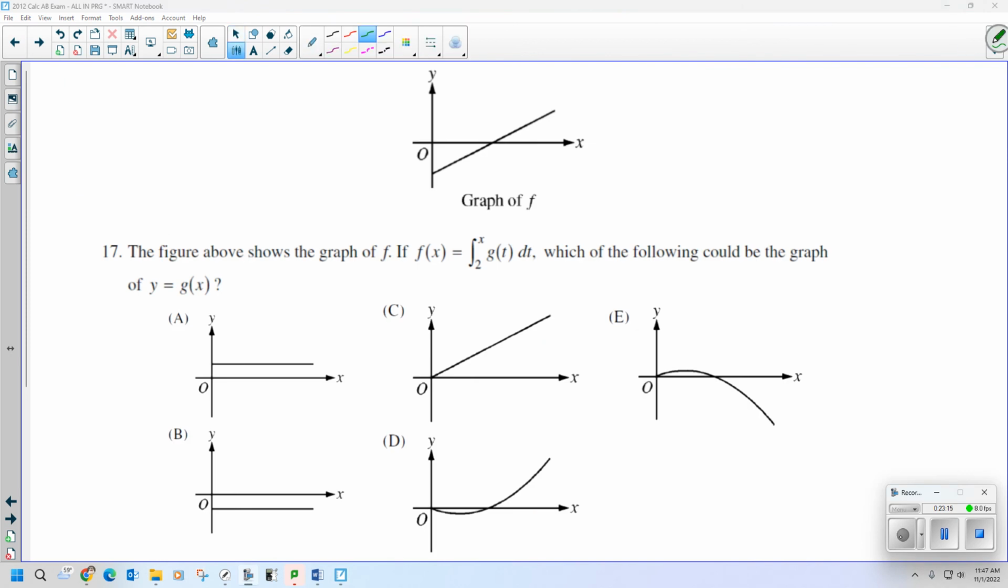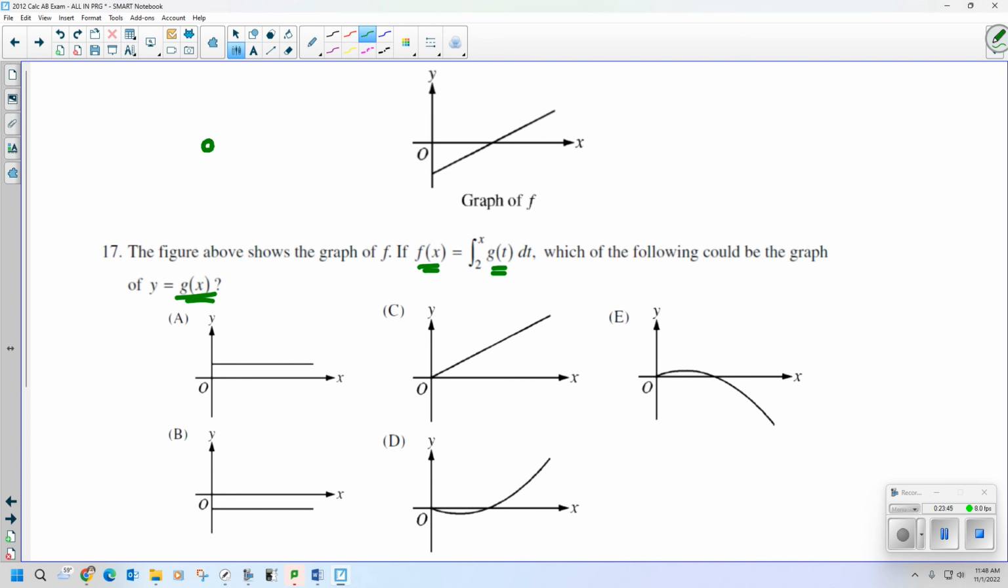All right. 17 gives us a graph of f. I love graphs and tables and charts. They're fantastic. 17 says, the figure above shows the graph of f. If f equals the integration from 2 to x of g of t, which of the following could be the graph of y equals g of x? So which one of these below is g? Keep in mind, look at the relationship of these two.